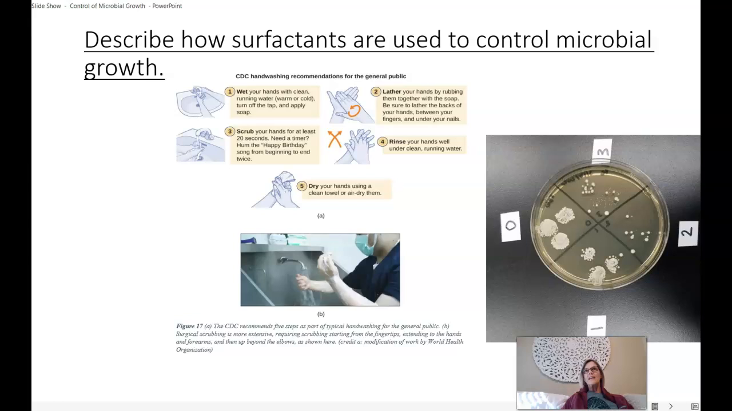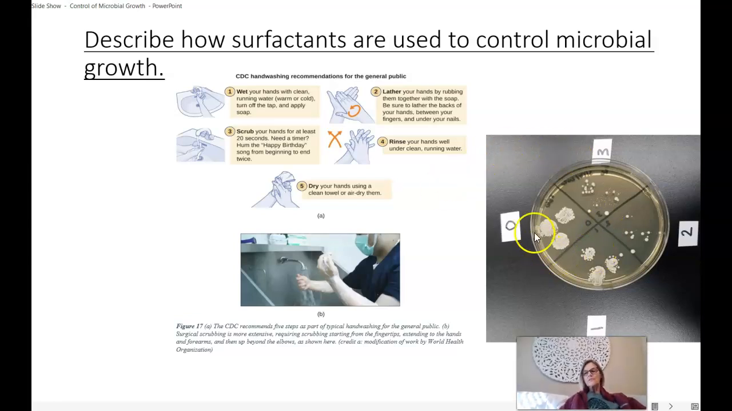Now, soap itself, or surfactants themselves, do not kill microbes. I think most people think, oh, I washed my hands and I killed all the microorganisms. But the important thing is the rinsing, removing the microbes off your hands. And it works really well.